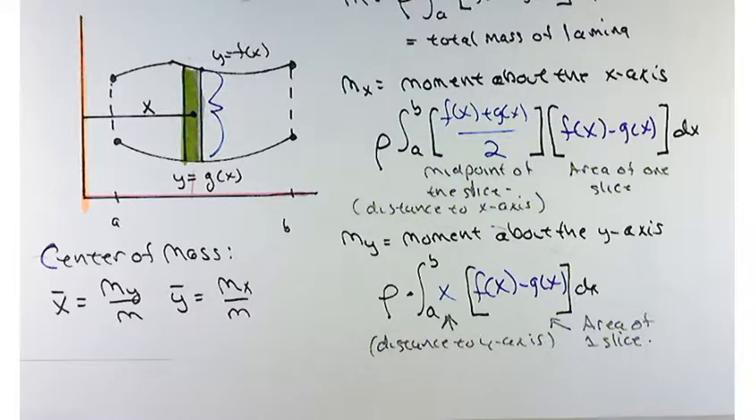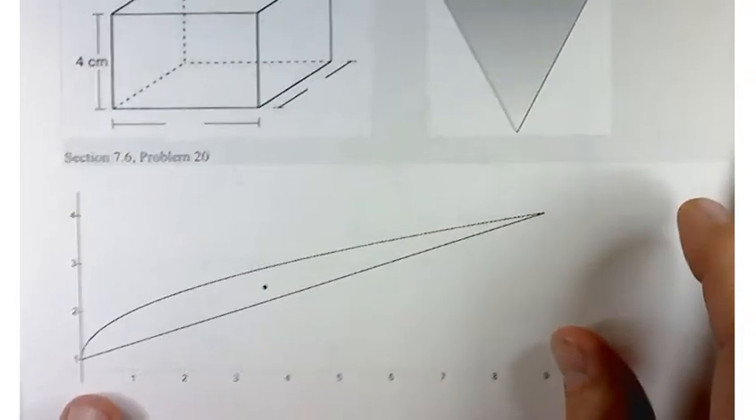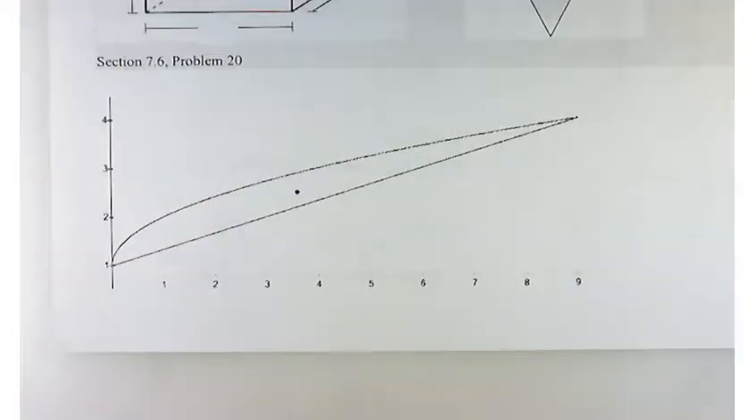We'll start with problem number 20. And the good news for us, I think I got number 20 on your handout, don't I? Yes. Back to the front page. Problem number 20. So we want to figure out, for this figure, what would be your balance point? Where would you put your finger to hold it up?